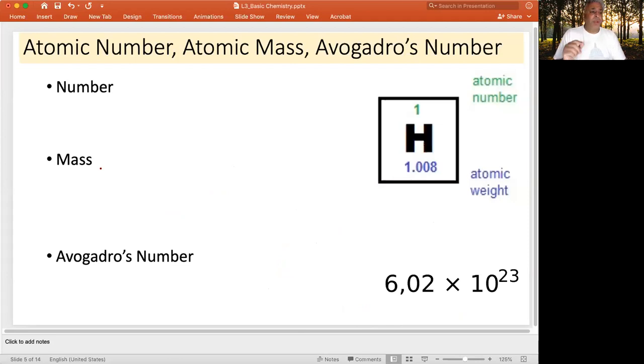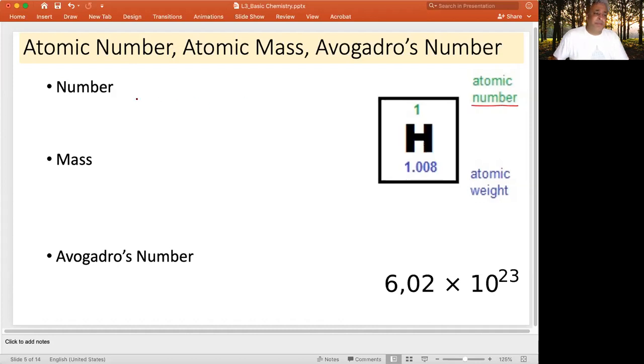As you may know, there are two very important numbers that go with each element. So in this case, we have hydrogen, H. This comes from the periodic table. There's a number above the hydrogen, and there's a number below the hydrogen. So the number above the hydrogen is called its atomic number. Very important, more important than you think.